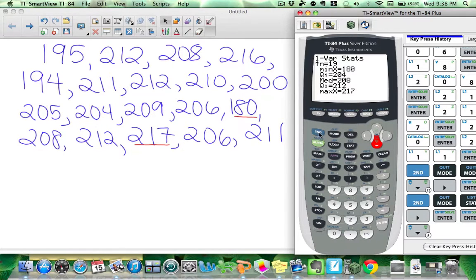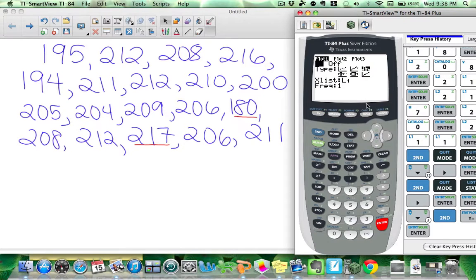Okay, let's also make a box plot. This is pretty easy to do since you already know how to make a histogram. So I want you to go back to the same place where you made a histogram. That was second, y equals. Probably your other plots are still off and plot 1 is on. That's exactly what we want, so that's fine. Hit Enter to enter plot 1. Make sure it is still turned on. And for type, I want you to select the one that looks like a box plot.